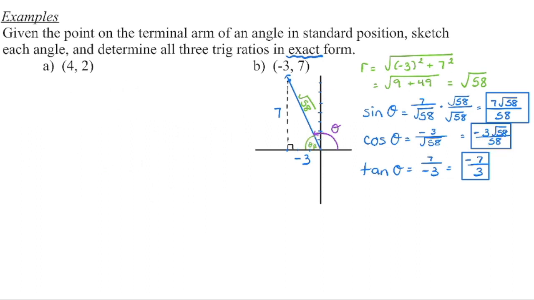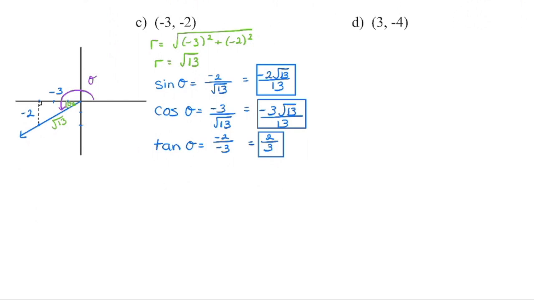Tangent of this angle is opposite over adjacent. We don't want to leave a negative in the denominator, so just move it either out front or up into the numerator. We're going to do this 4 times. I want my terminal arm to lie in each of those 4 quadrants, and you'll see why in a sec, so just hang in there.